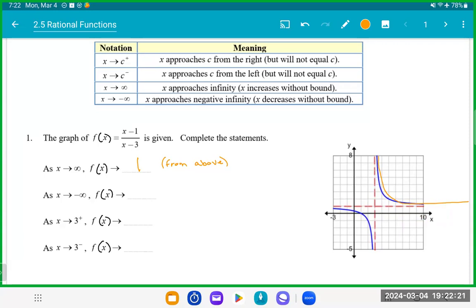So now if I want to look at it in terms of my x value getting closer and closer to negative infinity, then I'm going to be coming on this line. As my x value gets closer and closer to negative infinity, my line gets closer and closer to this y equals 1, but this time it's coming from below. Okay?